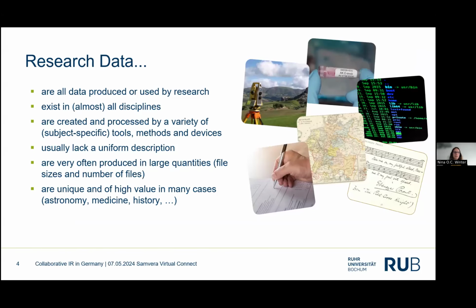So we start with the background. What are research data? Research data are all data produced by or used by research. They exist in almost all disciplines, and they are created and processed by a variety of tools and methods. So you basically can say that the most uniform thing research data have is that they lack a uniform description. Another challenge is that they are very often produced in large quantities regarding file size and also the number of files. But very often research data are unique and of high value.